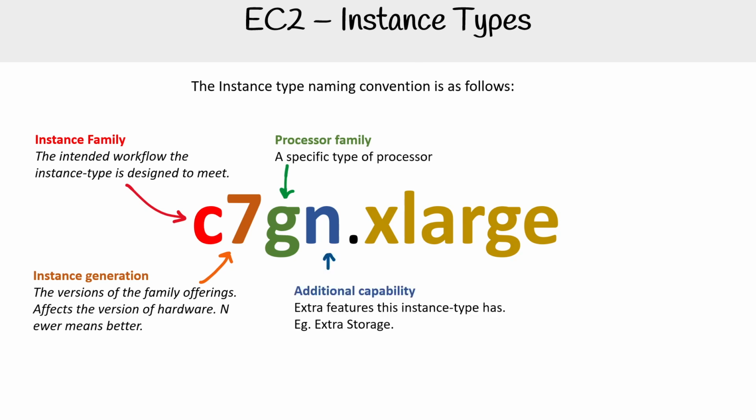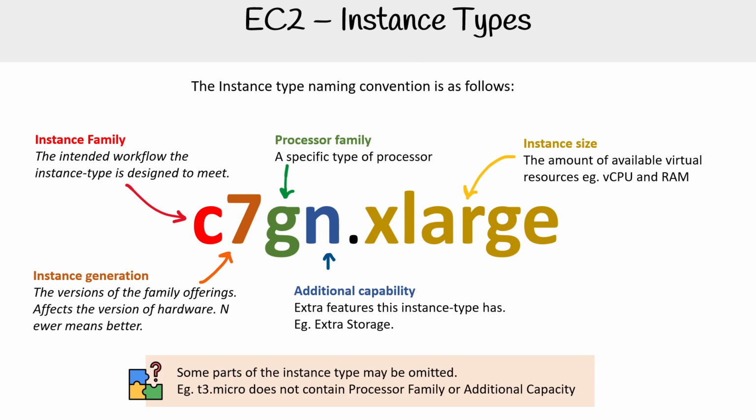Then there is additional capabilities. So this is indicating what extra functionality this instance type might have. And so that could be something like extra storage. I'm not saying that that N represents extra storage. I'm just saying that a letter there could represent some additional functionality. And then you have your instance size. And this is going to determine the amount of virtual resources available to you, such as the vCPUs and memory. So that one is a big deal that you'll want to remember.